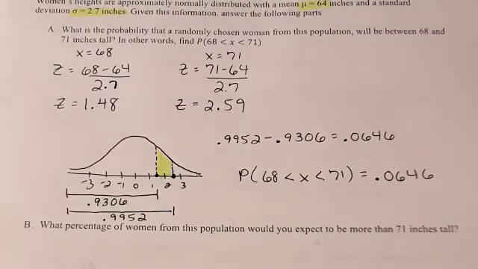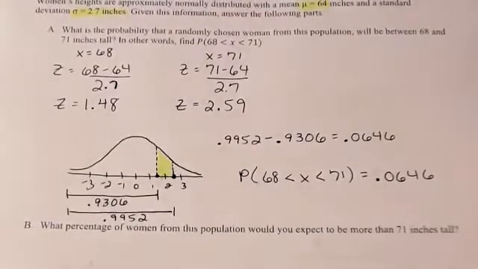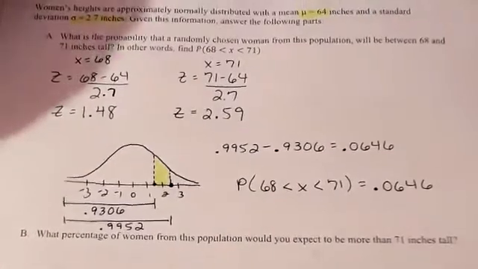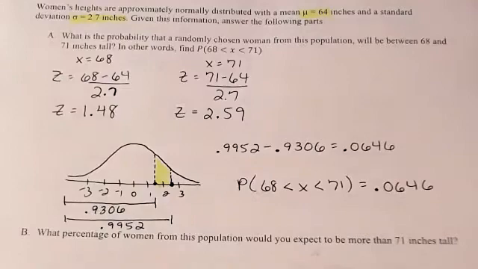As a recap, take a look at Part A. We were given that women's heights are approximately normally distributed. You're told that you have a mean of 64 inches and a standard deviation of 2.7 inches. So for Part A, we wanted to find the probability that a woman chosen from the population would be between 68 and 71 inches tall. So let's take a look at Part B.